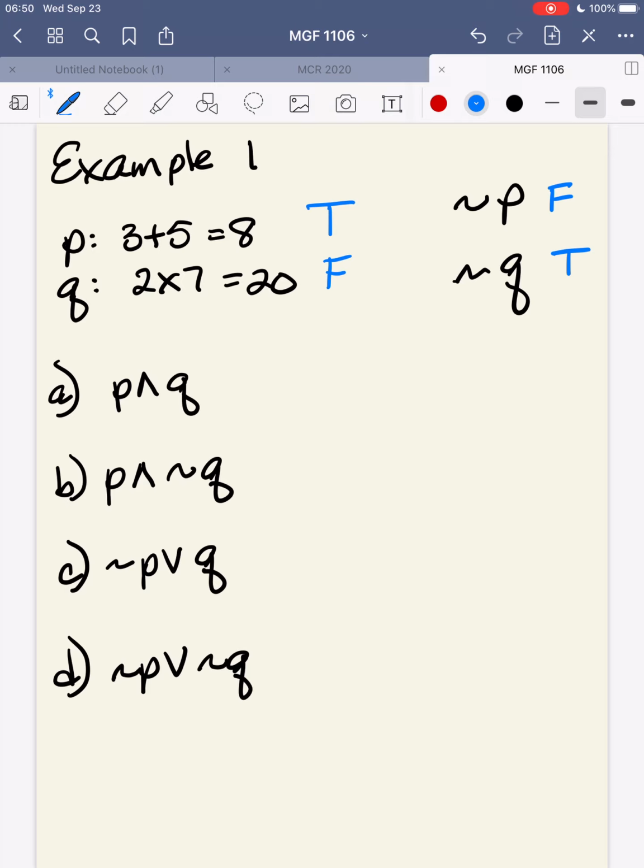Okay. I want to look at P and Q. Now remember, this is a conjunction, right? So it is only true if they're both true. Okay? So this is false, because one of these items is actually false. P and not Q. So we have P, which is true, and not Q, which is true. They're both true, so this one is true. Not P, which is false, or Q, which is false. In this case, they are both false. Okay, so it is false.